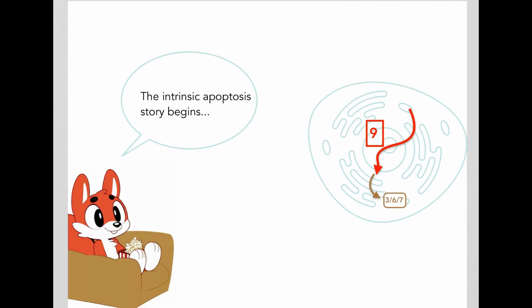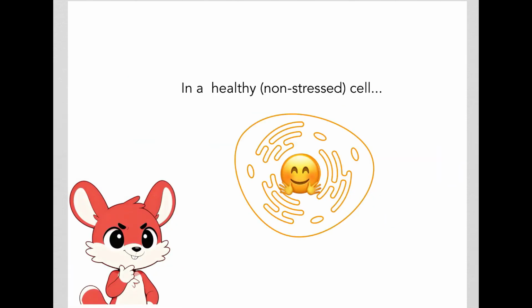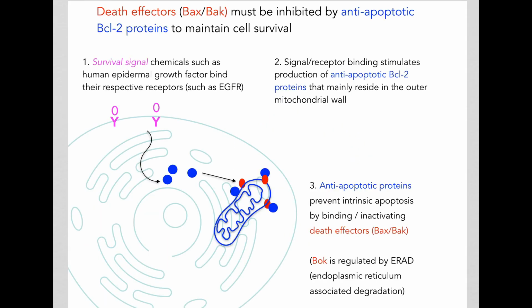Okay, with that background on these proteins, I think we are in the position now to understand this intrinsic apoptosis story. So let's look at this process where intrinsic apoptosis will go and activate the executioner caspases. First, let's look at a healthy, non-stressed cell. In a healthy cell, there are survival signal chemicals that are coming to the healthy cell.